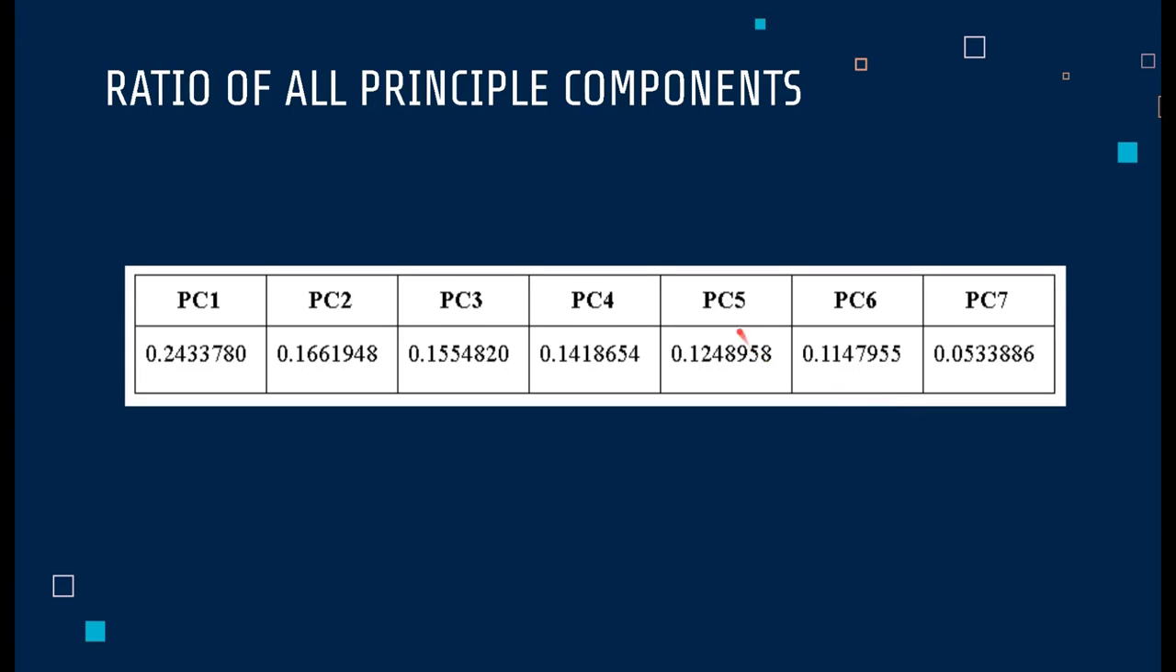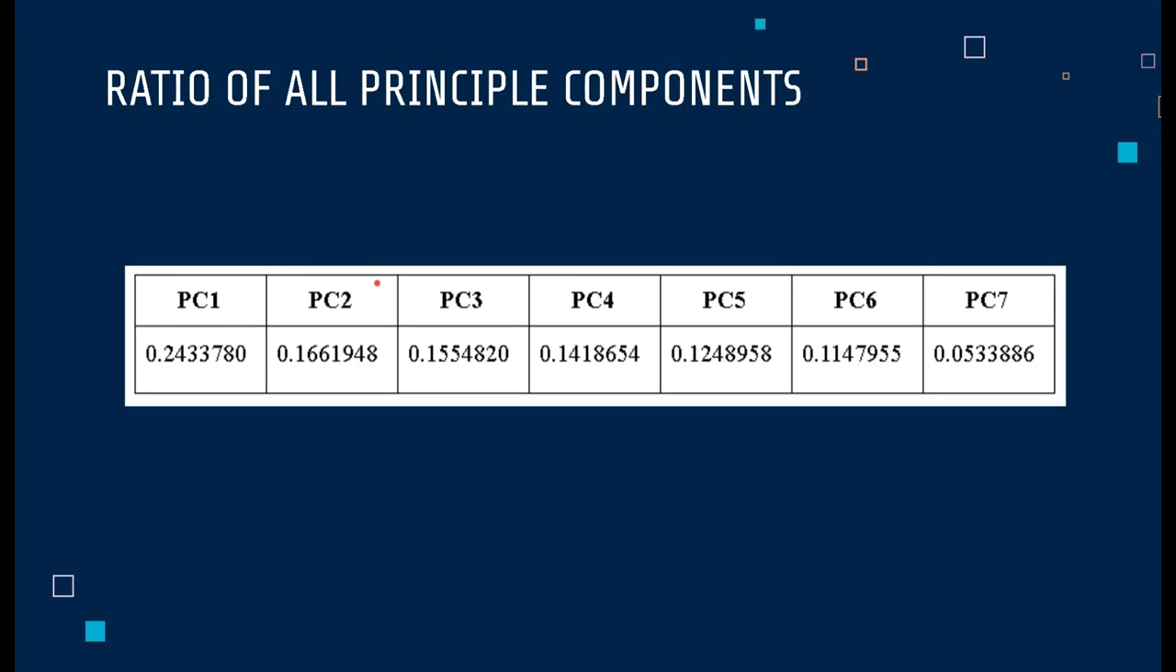So the result of the analysis is the ratio of all principal components, which means PC1 and PC2. PC1 achieves 0.24, PC2 achieves 0.17, 0.1661, and so on. So the higher the value, the higher the ratio of that particular principal component. So we will choose the two highest PCs in this project, which are PC1 and PC2.